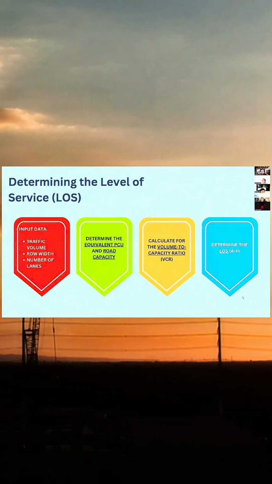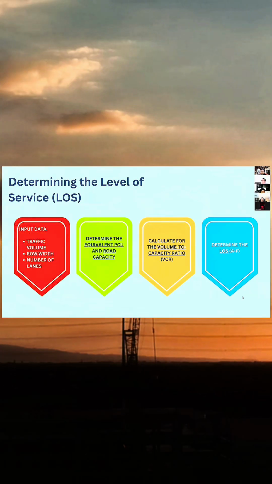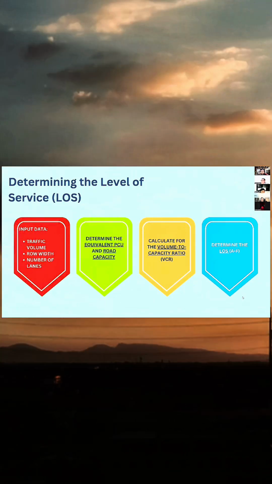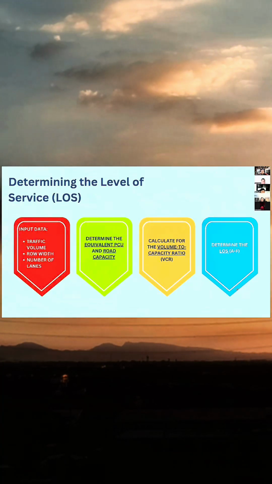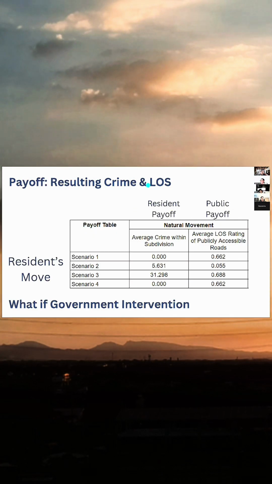And then we will be able to calculate the volume to capacity ratio by just dividing the equivalent PCU over the road capacity per node. And then from there, we will be able to determine the level of service, which is categorized by letters A to F. The resulting payoff matrix is this for the natural movement.